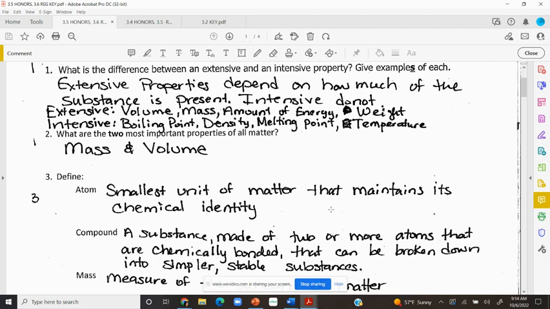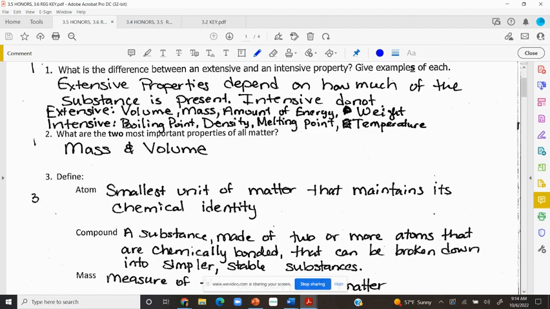So yesterday, for example, we had our lab. In that lab, we had extensive properties that we were using. What is an example of an extensive property from lab yesterday? Mass, okay? If we would have had a bigger piece of magnesium, the mass would have been different. So that's an extensive property.